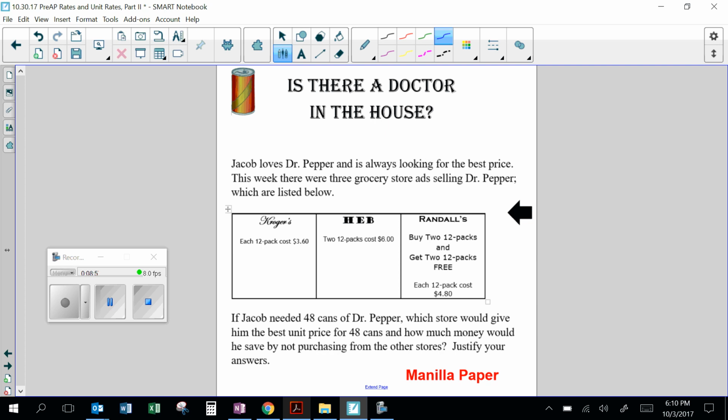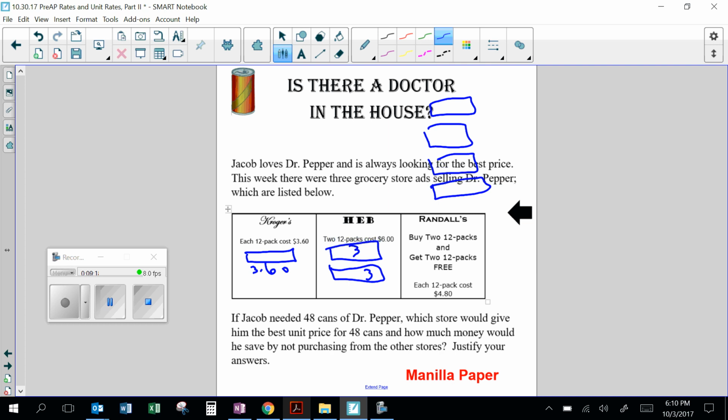Kroger's: each 12-pack costs $3.60. H-E-B: 2 12-packs cost $6. So how much would each pack cost? $3. Buy 2 12-packs and get 2 for free. Sweet! And each 12-pack costs $4.80. But these 2 are free.